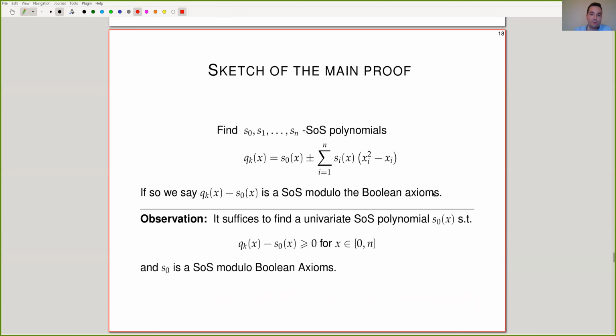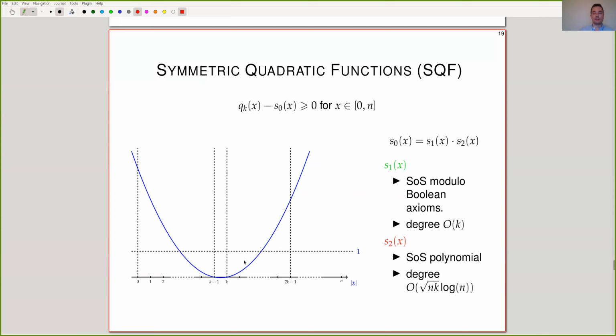The first observation that we make is that it suffices to find a univariate polynomial S0(x) such that this univariate version of qk(x) minus S0(x) will be greater or equal than 0 for all the x's in the interval from 0 to n. And moreover, this S0 should be a sum of squares modulo the Boolean axioms. So let's give a look how we could construct this polynomial.